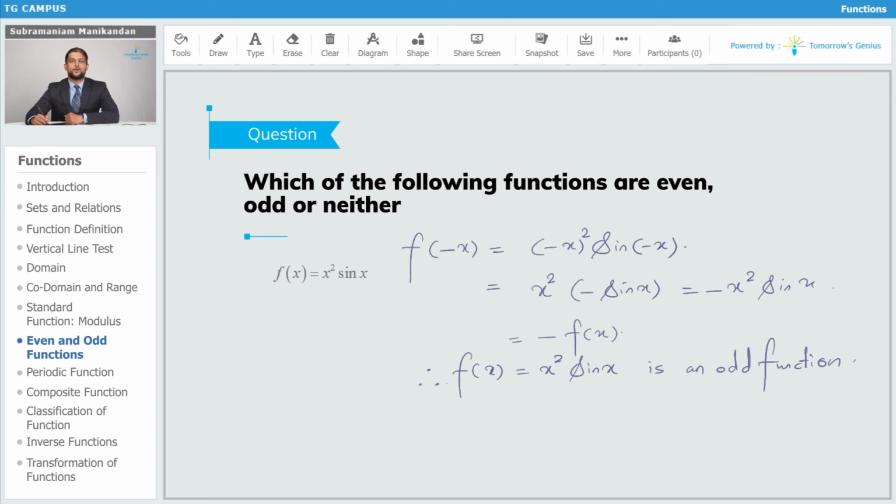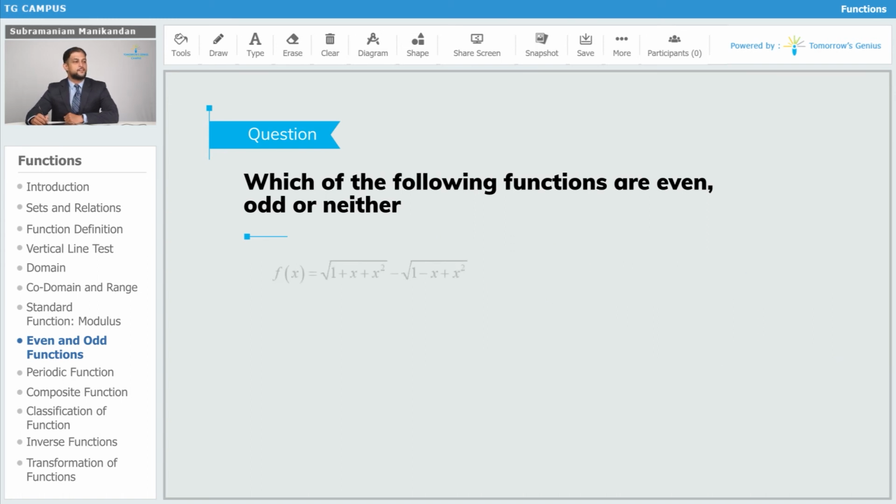Next, a simple example on even and odd functions. f of x equals the square root of 1 plus x squared minus the square root of 1 minus x plus x squared. How do we identify whether it's even, odd, or neither? Just replace x with minus x. So we get f of minus x equals the square root of 1 minus x plus minus x the whole squared minus the square root of 1 minus x plus minus x the whole squared.